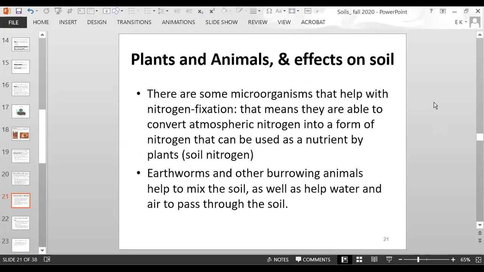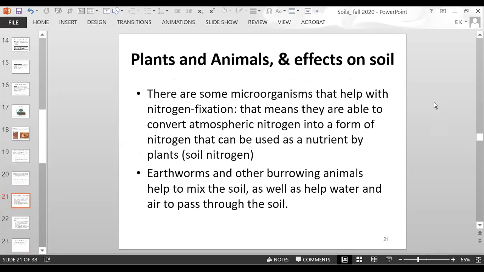There are some microorganisms that help with nitrogen fixation. That means that they are able to convert atmospheric nitrogen into a form of nitrogen that can be used as a nutrient by plants, which we call soil nitrogen.